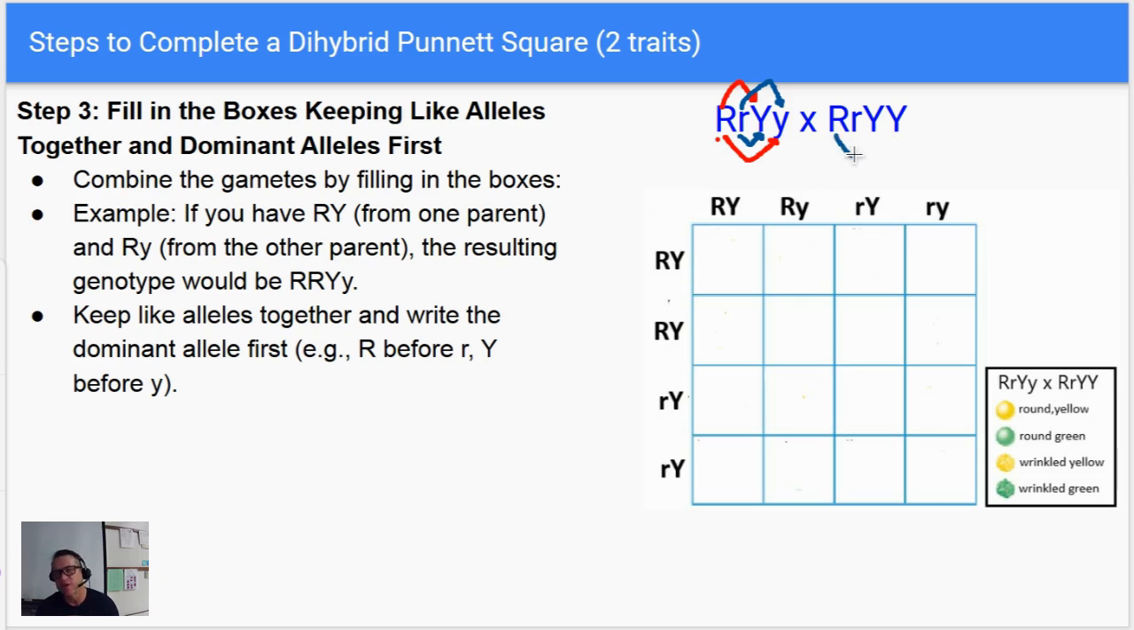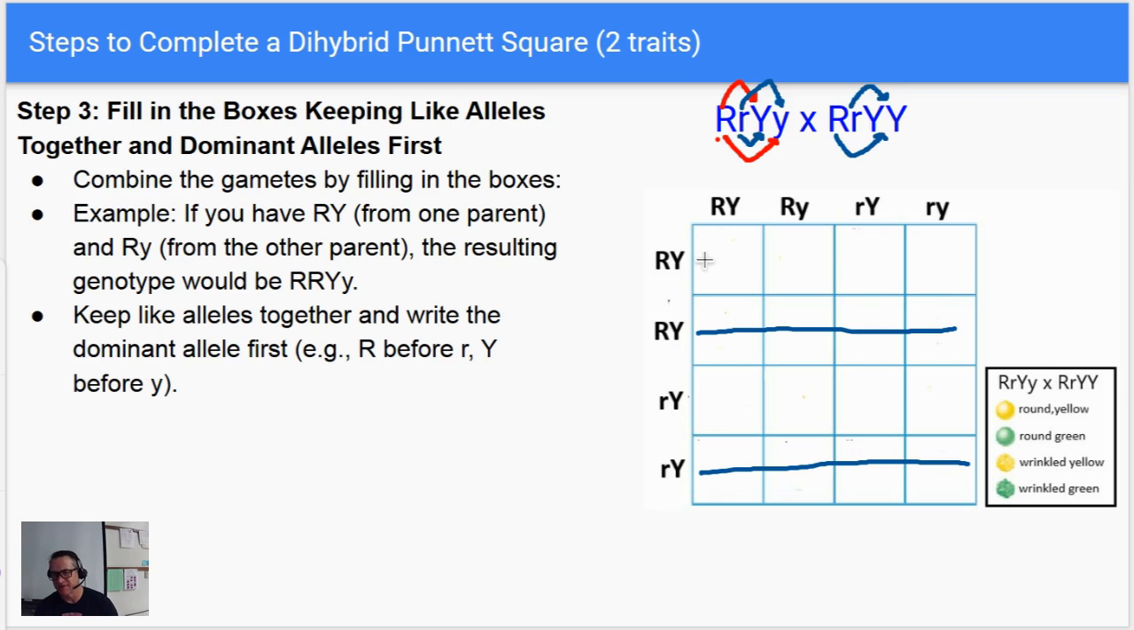The big R can go with either one of the big Y's because they're the same. And the little r can go with either one of the big Y's because they're the same. So remember, whenever you have repeats, we can scratch out one of the repeats, scratch out one of the repeats. So now we're down to 8 boxes instead of 16.